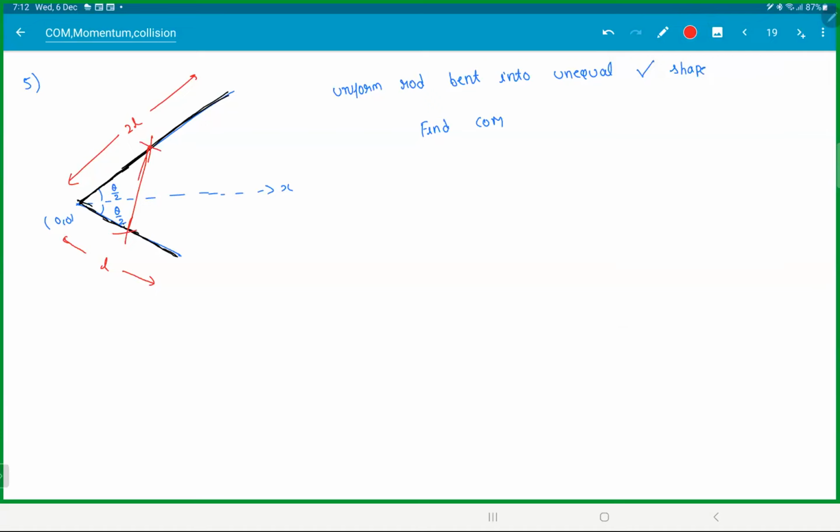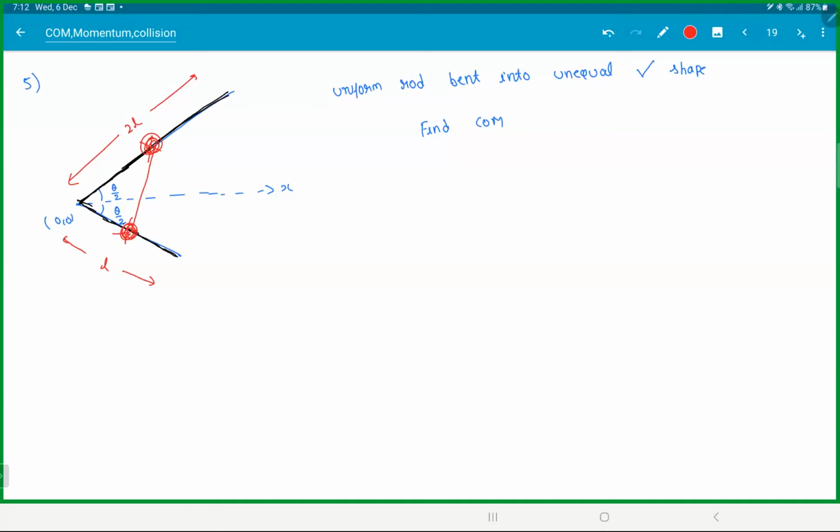Isn't that the property? If you give me some weird shape, I can divide that into something which I know. I will replace this entire upper rod with one particle here, the entire lower rod with one particle here, and I'll find the center of mass of these 2 particles. That will be the center of mass of this entire V shape. Is that making sense, everyone?